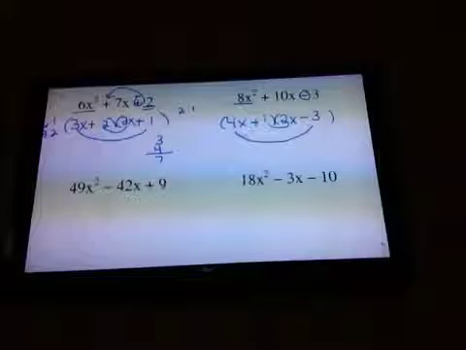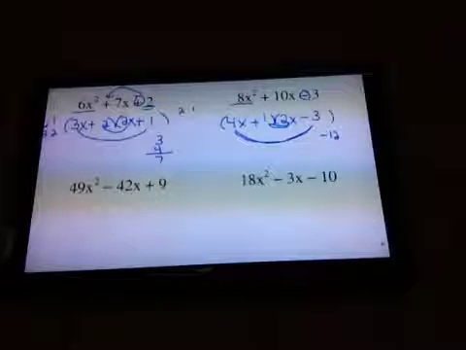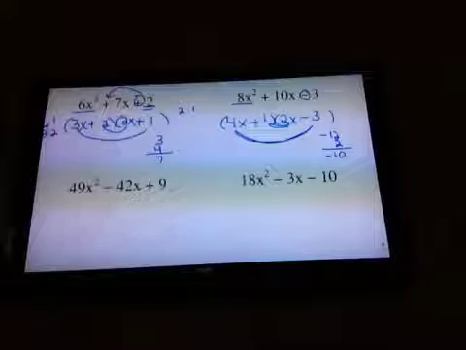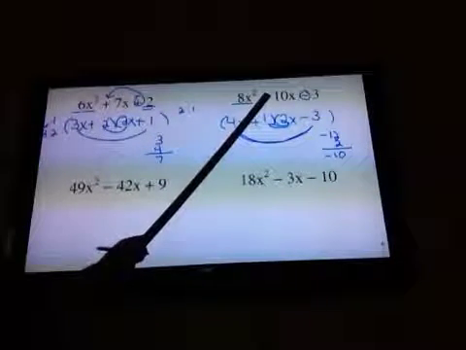So, outer times outer. 4 times negative 3 is a negative 12. Inner times inner, 1 times 2 is 2. And I get negative 10. Oh my gosh, I'm almost there. I want a positive 10.